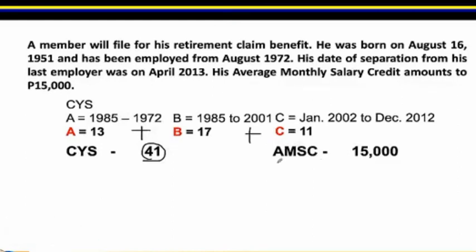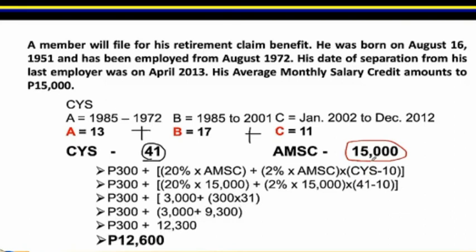And our AMSC is 15,000. We can now substitute everything. For our first formula, we have 300 constant plus 20% times AMSC of 15,000 plus 2% times AMSC of 15,000 times CYS of 41 minus 10. In this case, what we will have is 12,600 pesos for our monthly pension using the first formula.